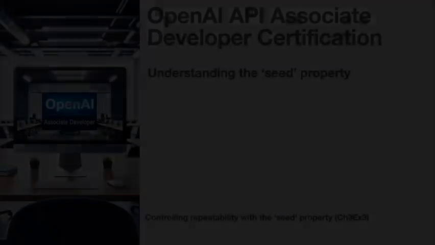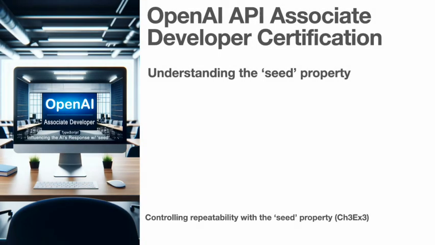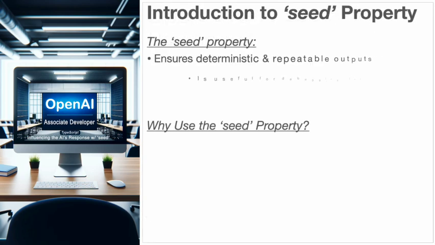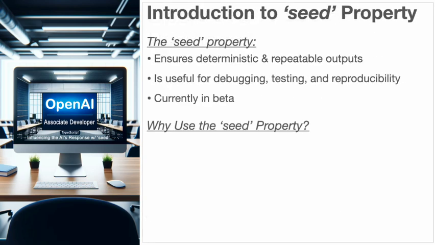Welcome back to the OpenAI Associate Developer course. In this lesson, we're going to discuss the seed configuration property in the chat.completions.create API call. This property is currently in beta and offers a powerful way to achieve deterministic outputs from the AI.